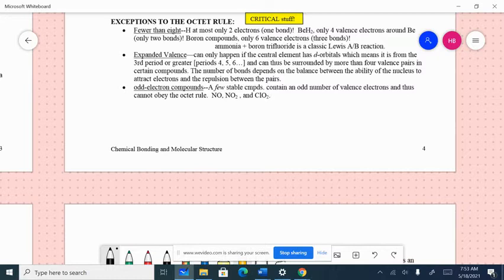So I'll go over again how you decide that. The outside atoms never can overload, but the inside atoms can, and only if the inside atom has access to a D orbital. And then there's odd electron compounds. There's a few stable compounds that contain an odd number of valence electrons and can't obey the octet rule. These are going to be a little goofy, but you're still going to follow the same exact rules, and I'll go over those rules next.